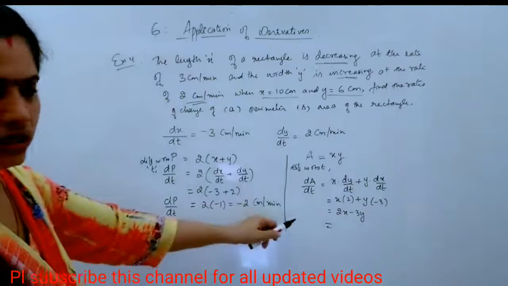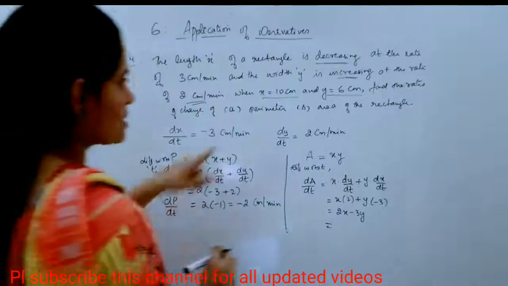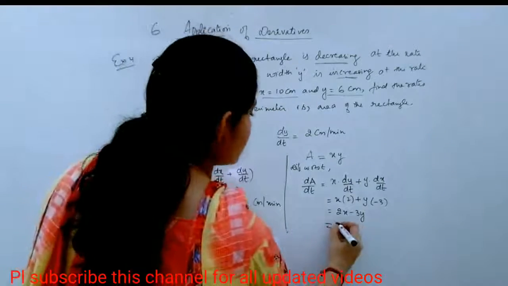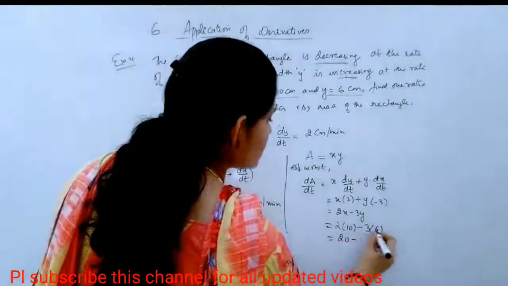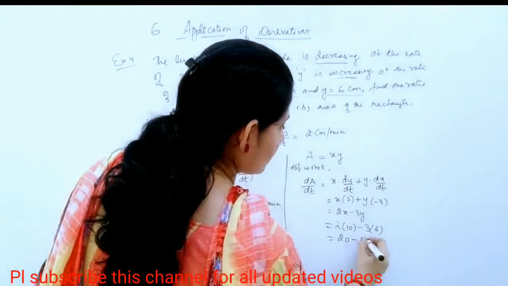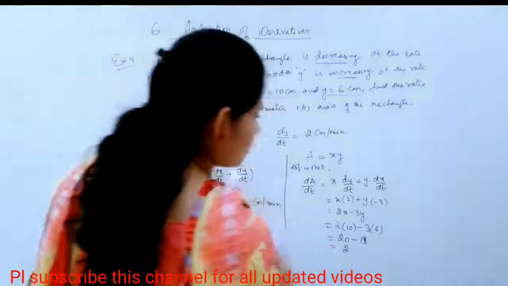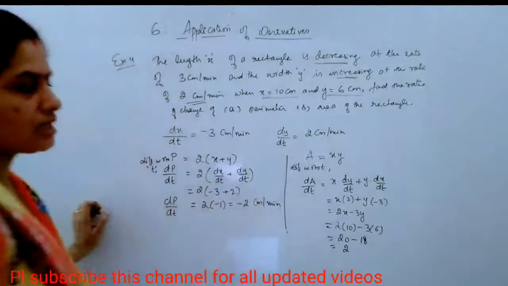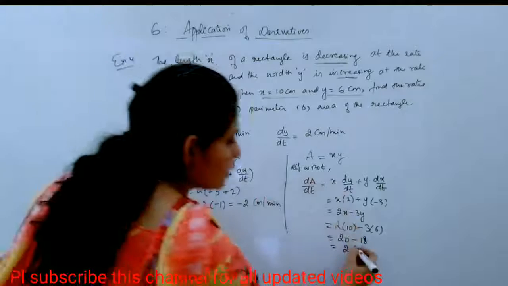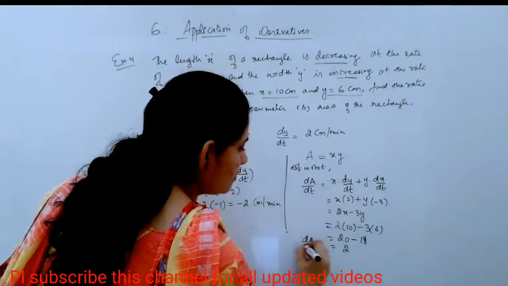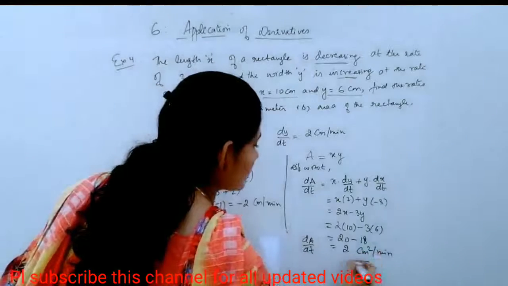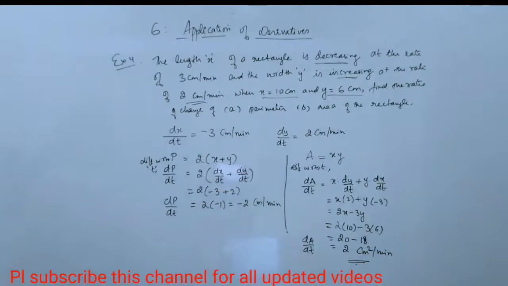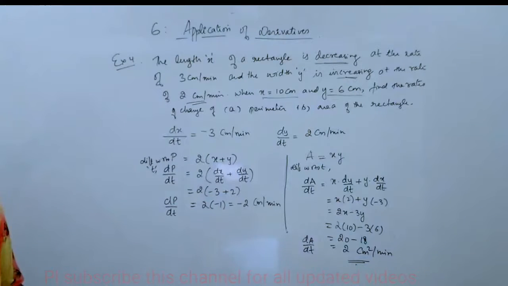In this one you have your x and y, that means you have to replace the value of x and y from these, so that you will get 2 into 10 minus 3 into 6. So 20 minus 18, so you are getting 2. But here you are getting positive, that means the area is increasing. The unit will also change. Area means the unit will become centimeter square per minute. So the area is increasing at a rate of 2 centimeter square per minute.